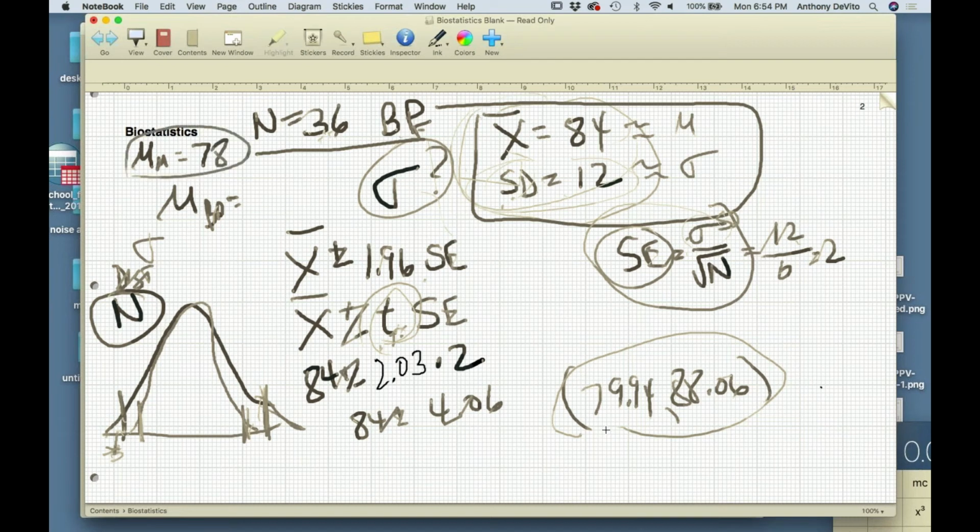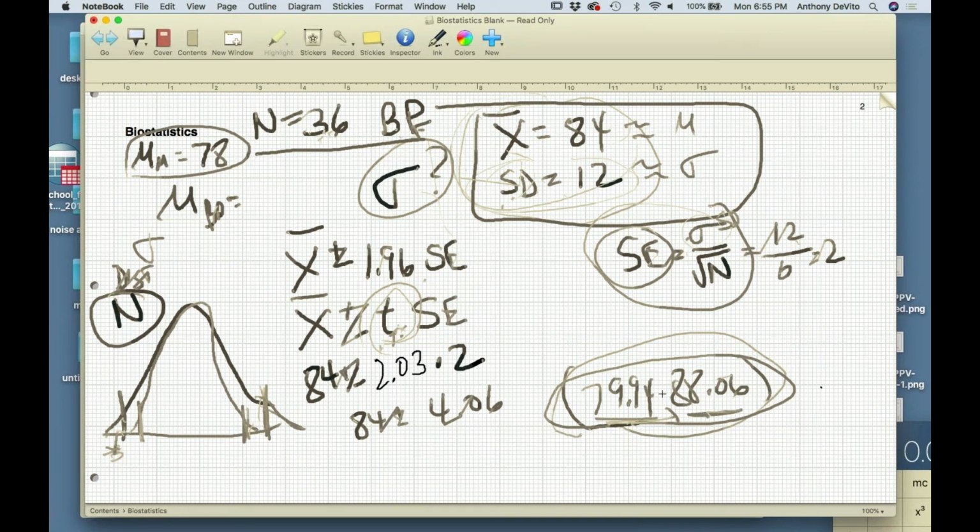Well, my confidence interval says I'm 95% certain that the true mean for females is between 79.94 and 88.06. If I repeated this over and over again, 19 out of 20 times I would capture the mean within these values. Not 100%, but 95% certain. It's between these two values, the true mean for females.